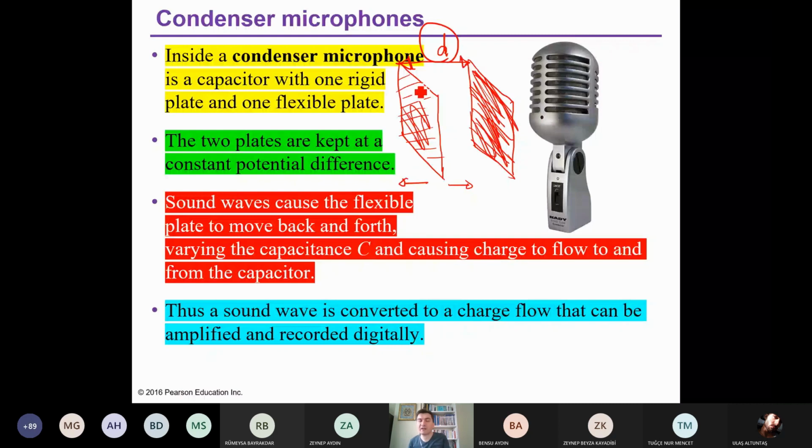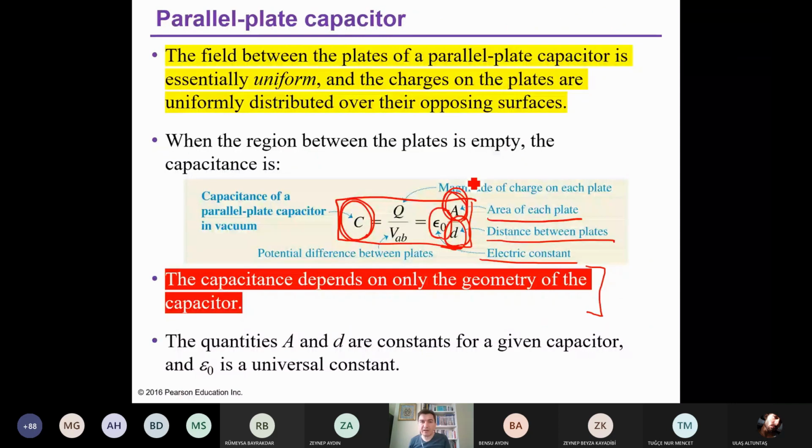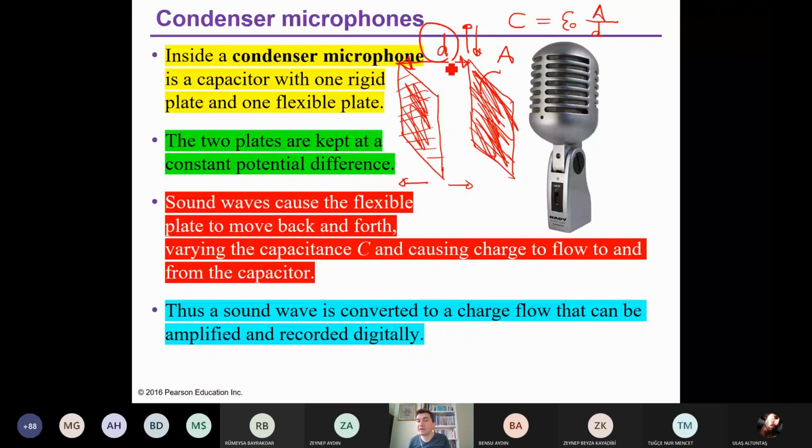Then remember the formula for the capacitor. The capacitance of a capacitor is given by epsilon 0 A over D, right? We have this relation. So here we have a fixed plate on the right side, but on the left side we have a flexible or free plate. Then I can move it to the left or right, and so I can manipulate D. If I can increase or decrease D, then I can manipulate the capacitance of the capacitor, right? Remember also this relation for the capacitance: Q over VAB.